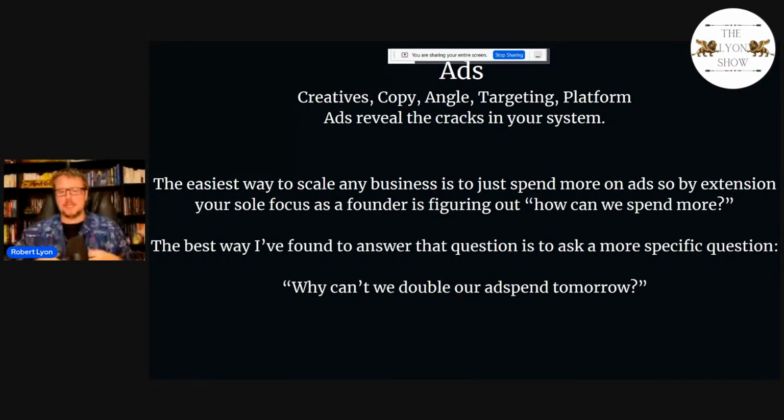Right? What is it? Is it because the ads aren't converting? Is it the angle? Is it the targeting? Are you on the wrong platform? These are the questions that you have to ask. And as soon as you can pinpoint, okay, it's not sales, it's not fulfillment, it's not my offer, it's just the ads, now you know what to focus on.